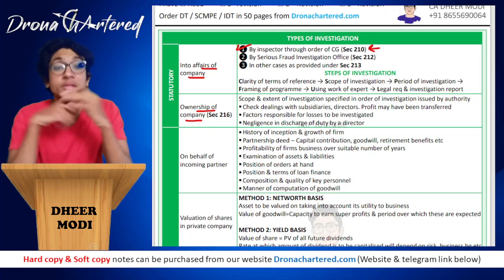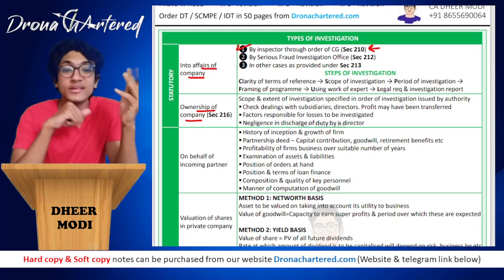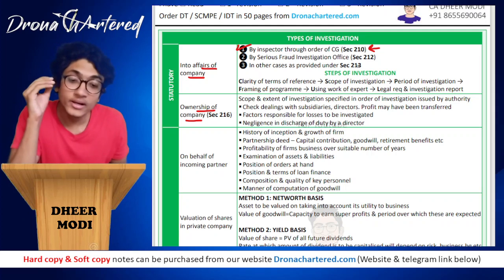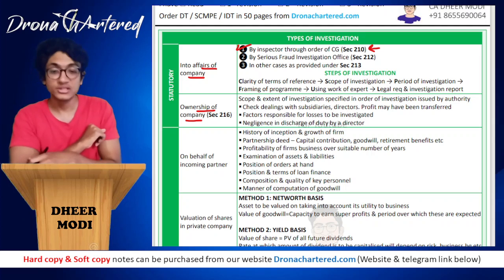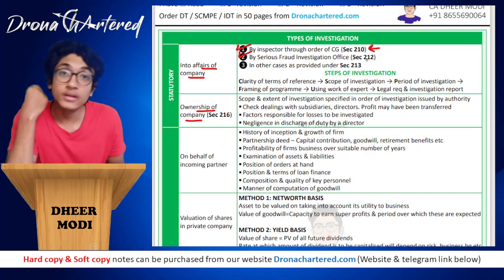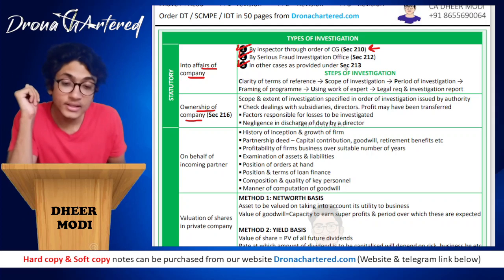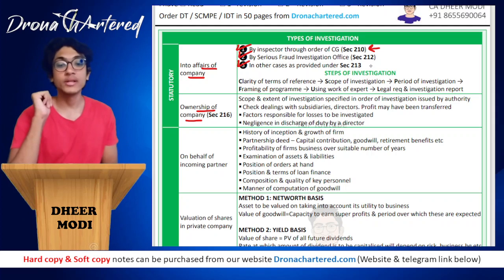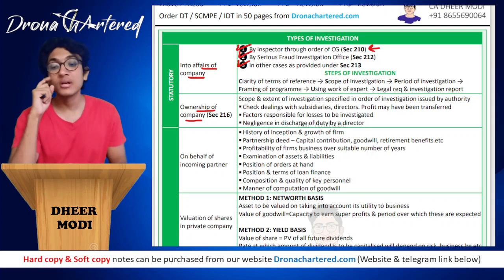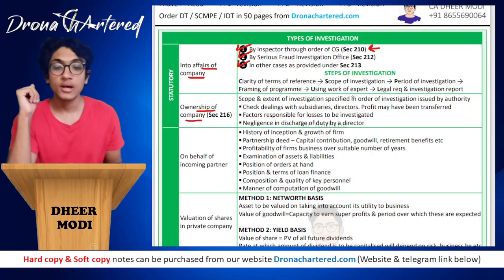If you remember all of these sections you have done in your law, that is your SFIO, your Serious Fraud Investigation Office, etc. So all of these sections 210, 212 and 213 are all from that chapter. Next is by your Serious Fraud Investigation Office, that is your 212, and next is in any other cases provided under section 213. So in such a case, your investigation will be done into the affairs of the company, and this will be your statutory investigation. That means it is required by law.